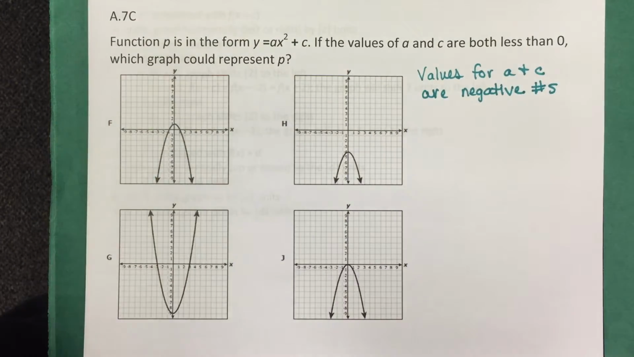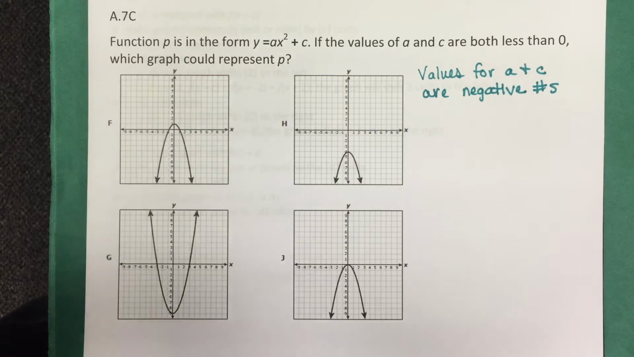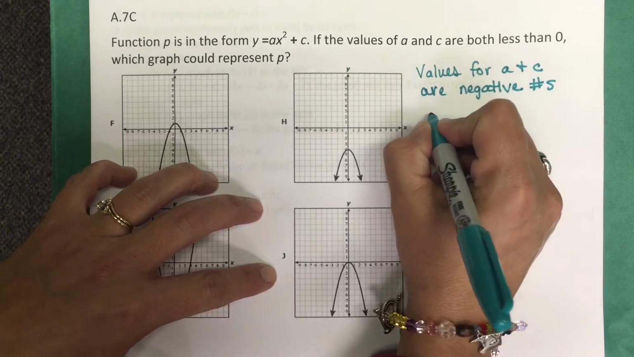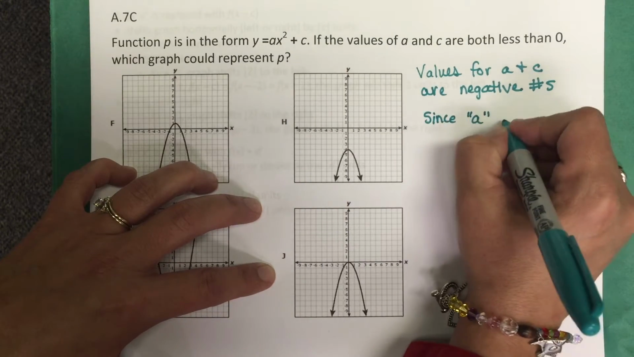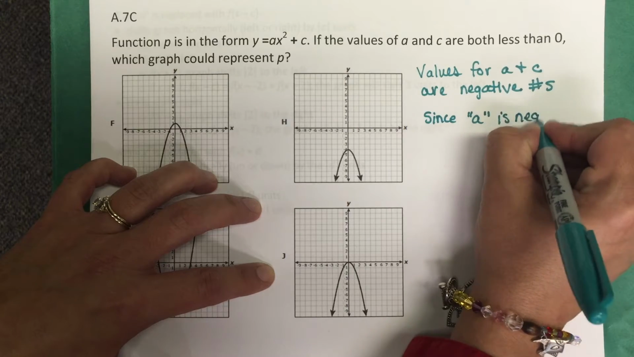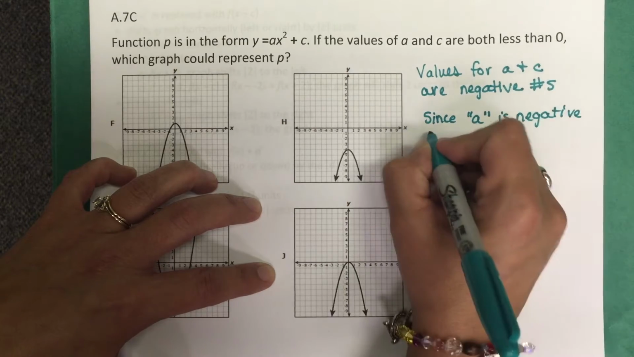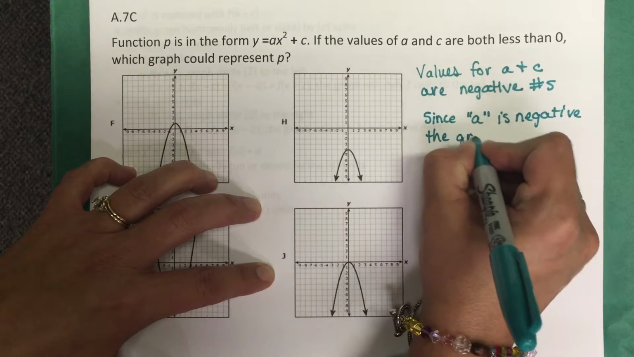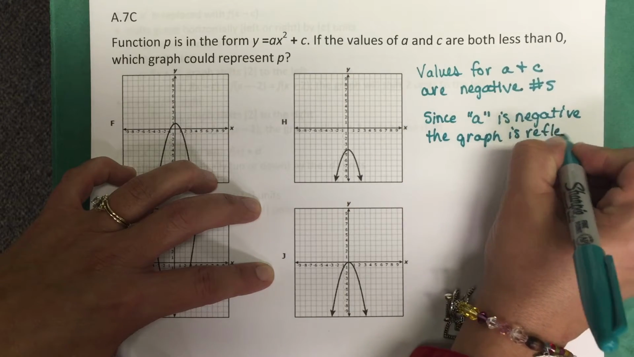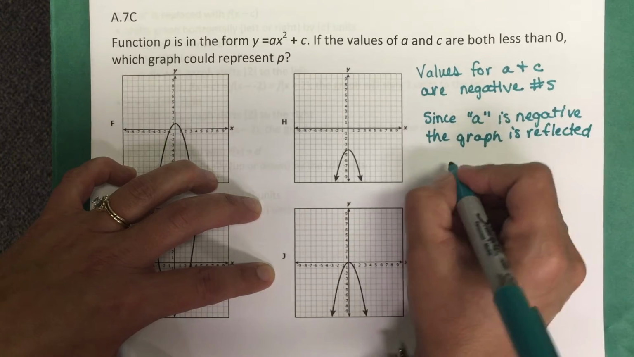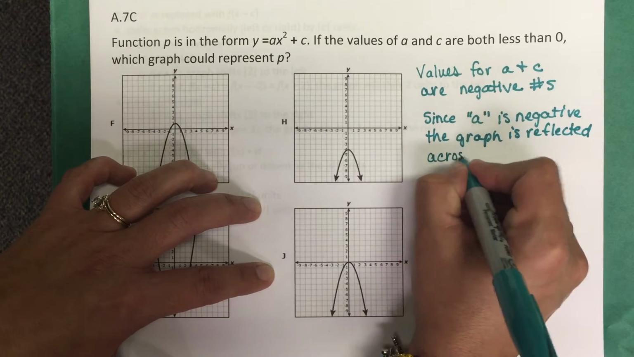Because what type of numbers are less than 0? Think about a number line. Those would be our negative values. Since a is negative, that means that the graph is reflected across the x-axis.